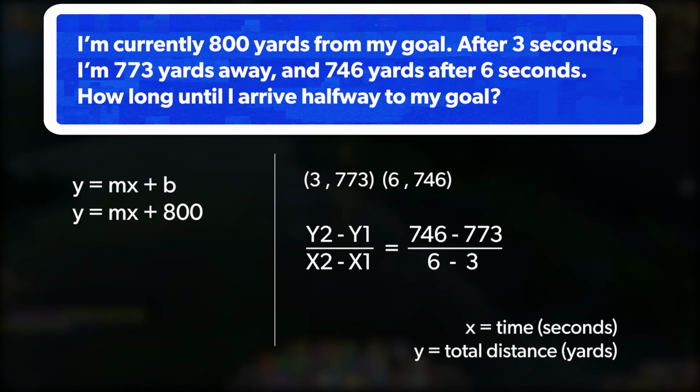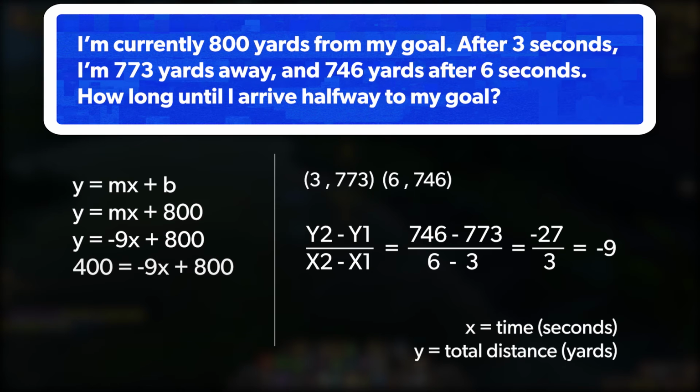Let's plug them into the equation and subtract them, giving us negative 27 over 3. Divide those and we find our m value is negative 9, which means we are closing the gap at 9 yards a second. Let's plug that in. Now the question was how long until we're halfway to our goal? Well, at that point, our total distance would be half of our starting distance, which would be 400. Plug that into y and solve. Isolate the x, and that gives us 44.4. I'd arrive at the halfway point in 44.4 seconds.